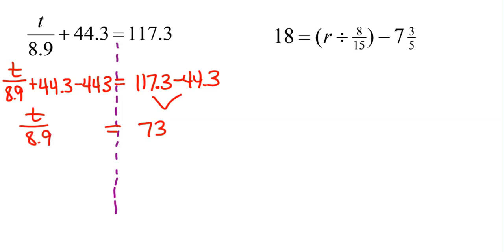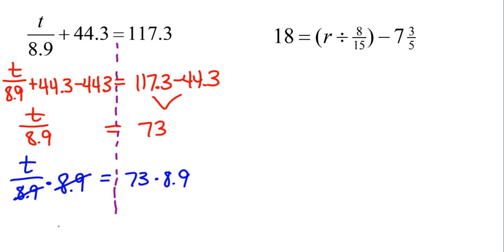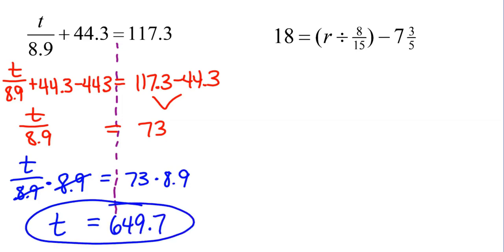And that's step 1. Step 2 would be undo the division. I'm going to use multiplication to do that. T divided by 8.9 times 8.9 is equal to 73 times 8.9. And these cancel each other out. I have t, and 73 times 8.9 is 649.7. And there is my solution, t equals 649.7.